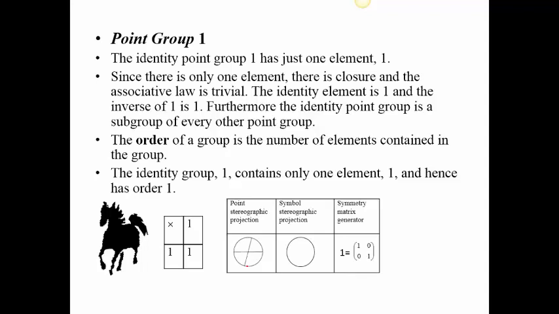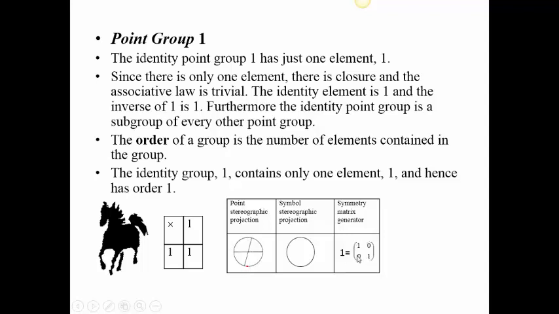And here's the point stereographic projection and the symbol stereographic projection. For the point stereographic projection, we have the y-axis horizontal and the x-axis points downward. And we divide our circle into 4 quadrants, not equal quadrants in this case, and the identity, for convenience, we place it in the positive quadrant, and we place it close to the x-axis, and there is just one element, and that's indicated by this red dot.